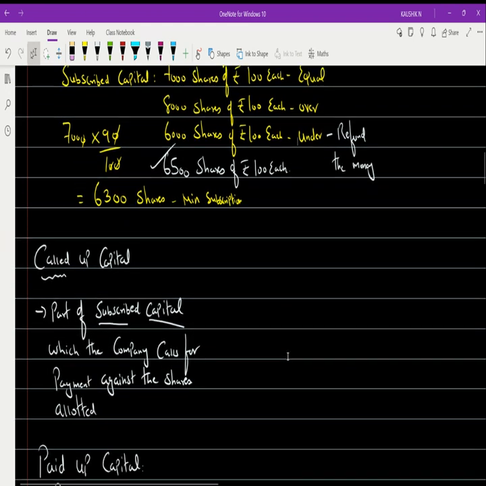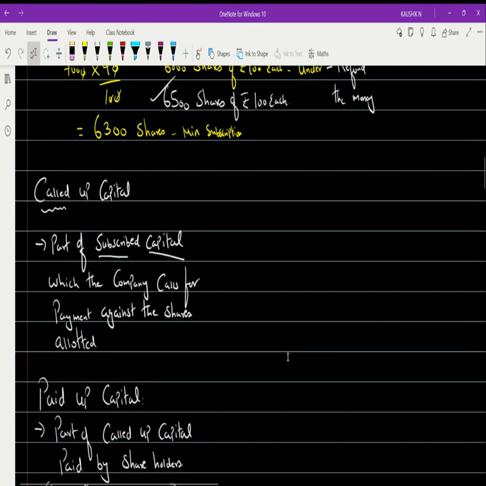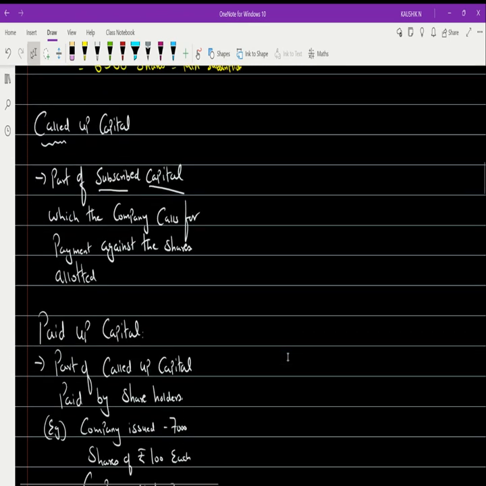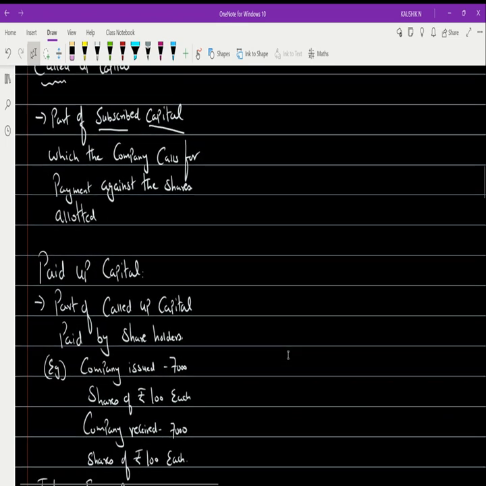Then we discussed called up capital, which is a part of your subscribed capital and which the company will call for payment against the shares that have been allotted.